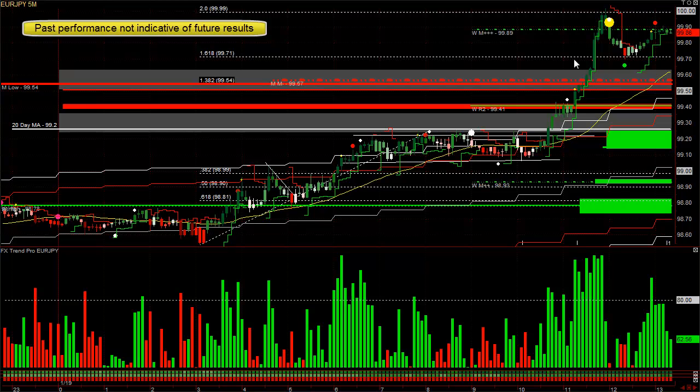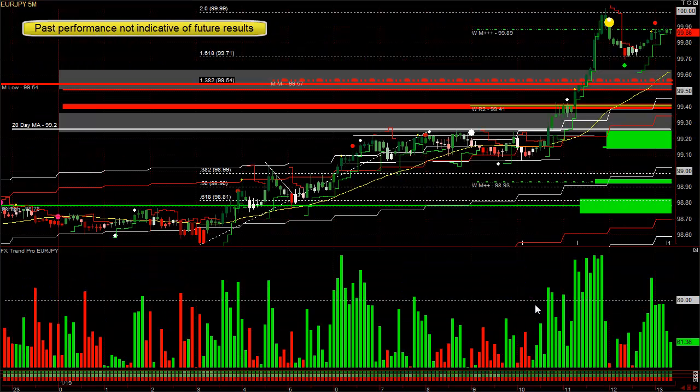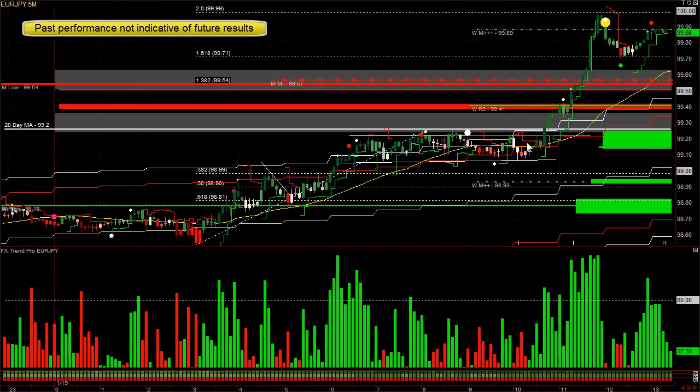But nonetheless, you want to have small losses, big wins, and the currency meter showed that the euro was the one to be looking for. And notice right before that breakout, there was about an hour and a half of weakness, and then almost no weakness anymore from 10:30 here. Notice 10:30, the weakness disappeared on the euro itself. Boom, explosive move.